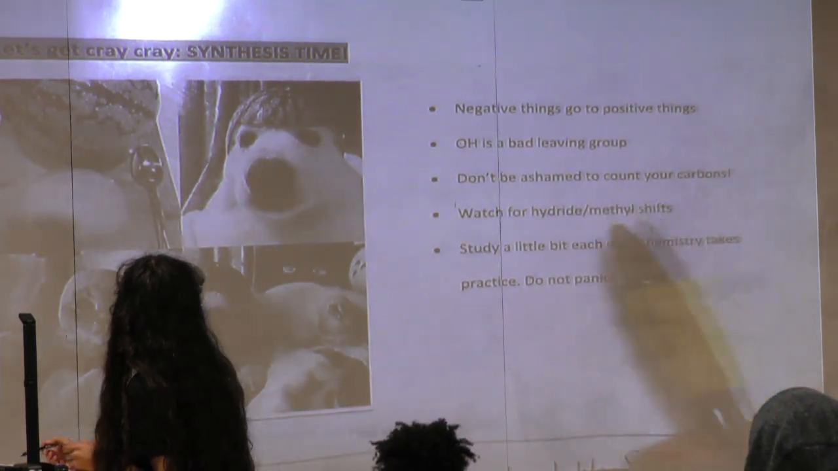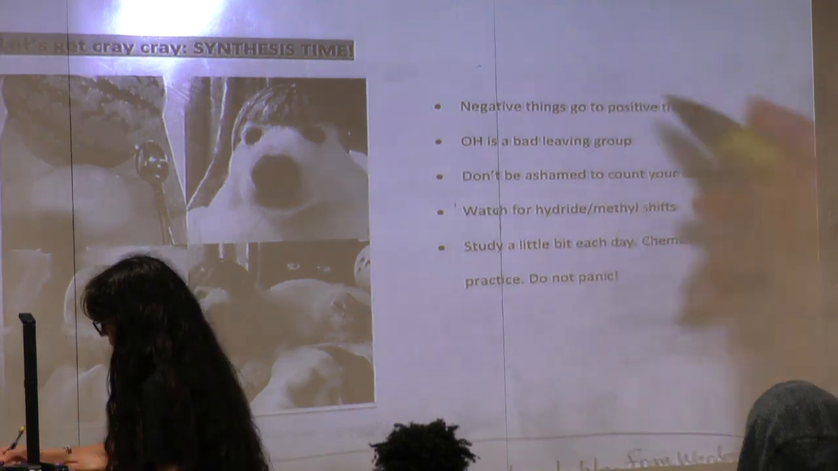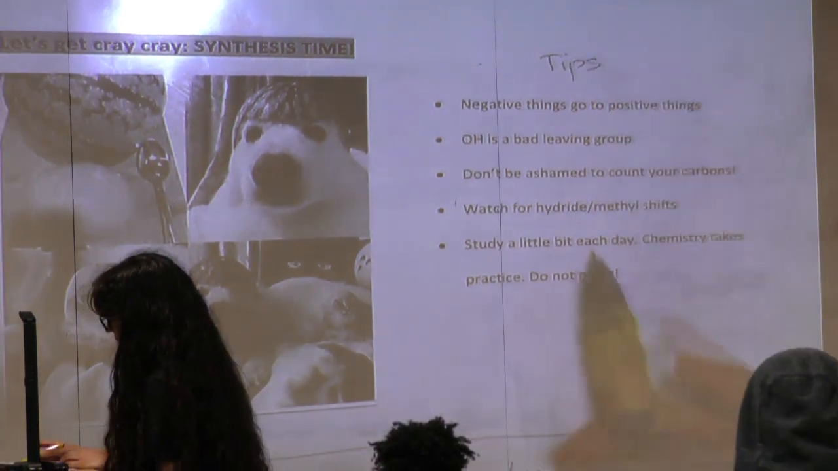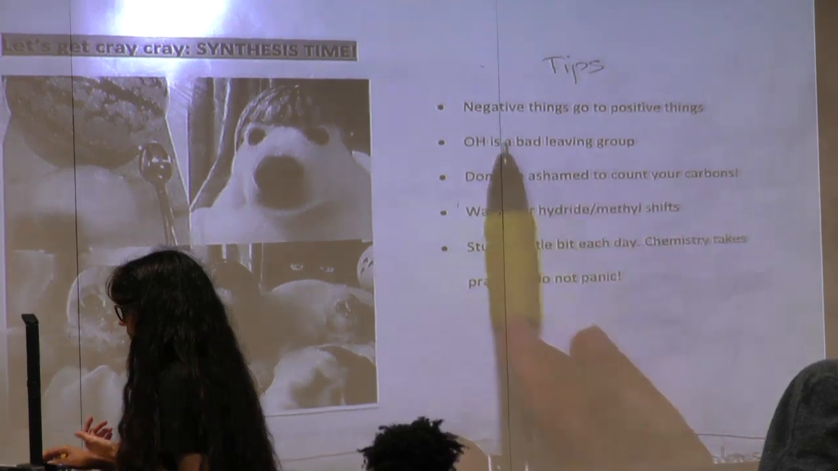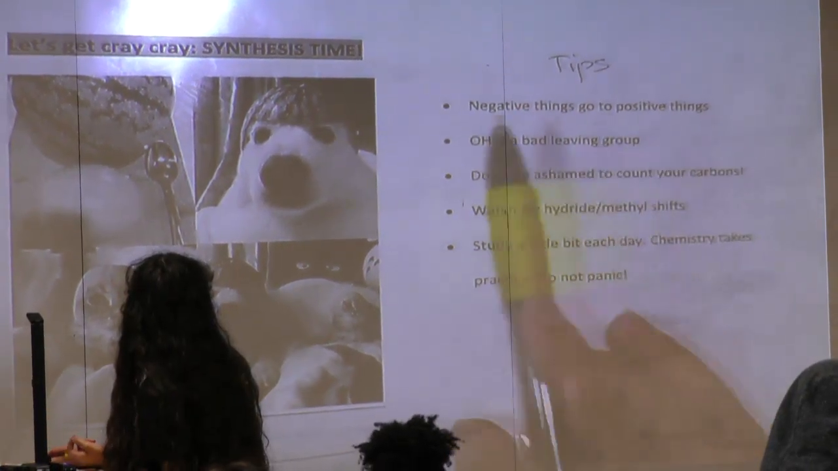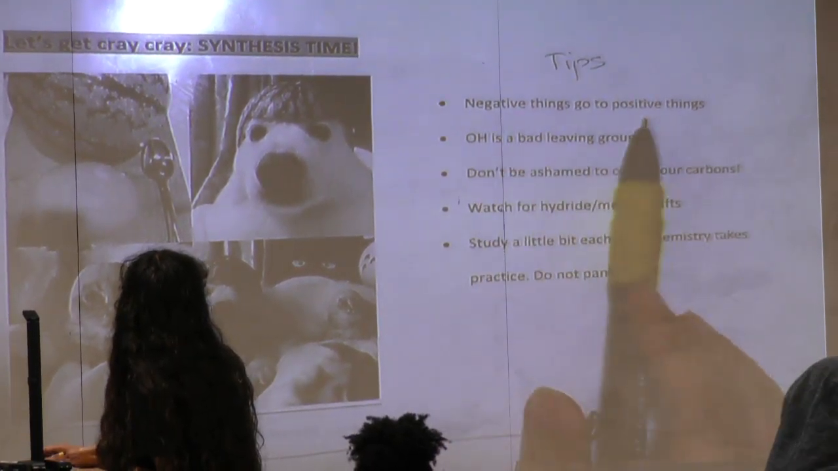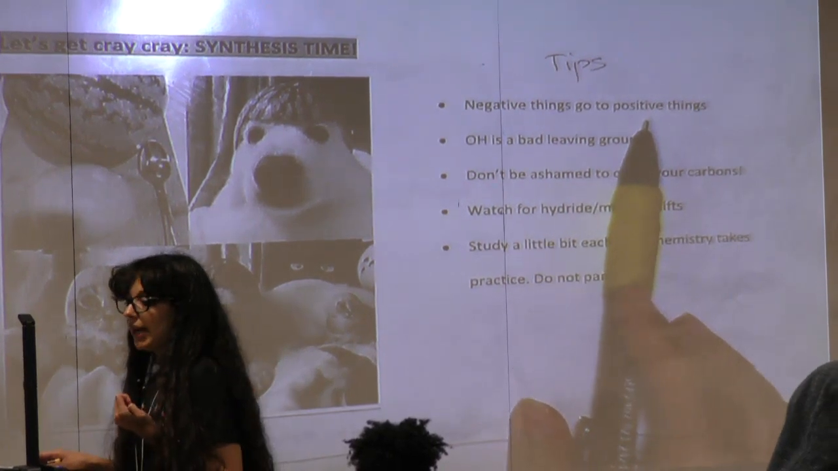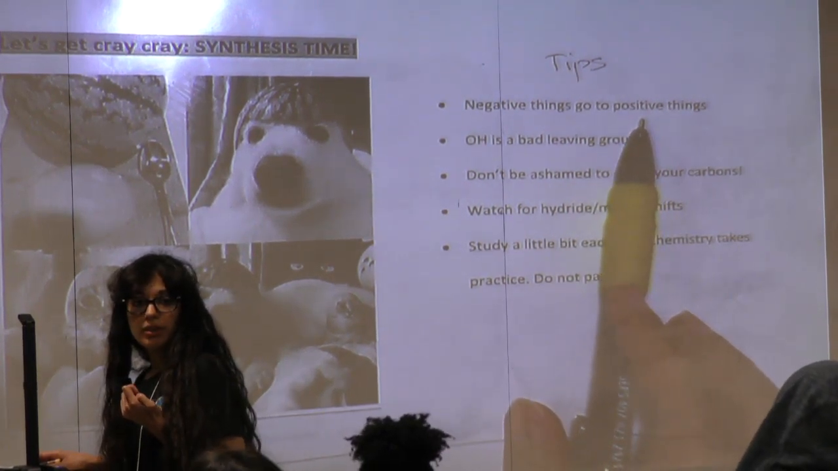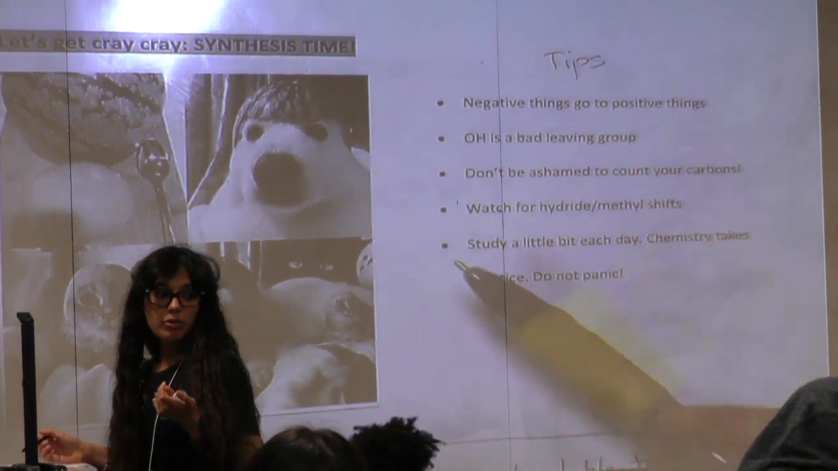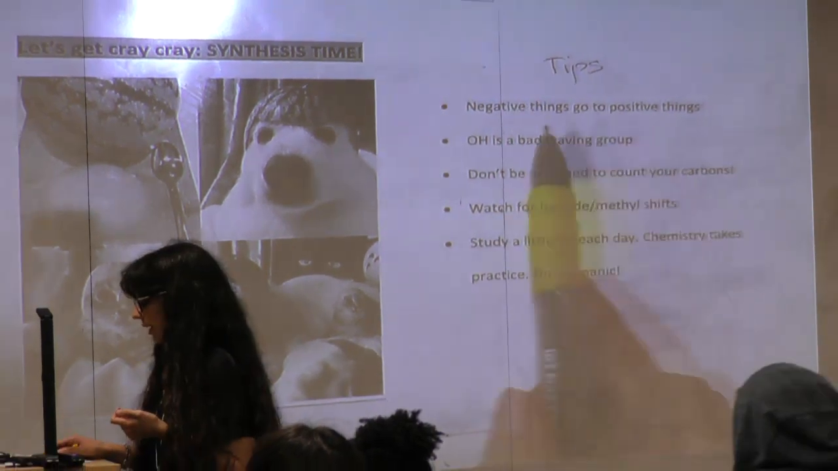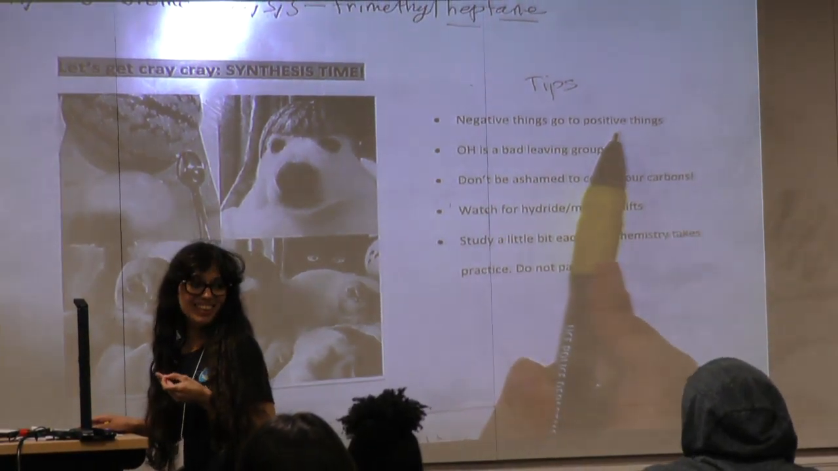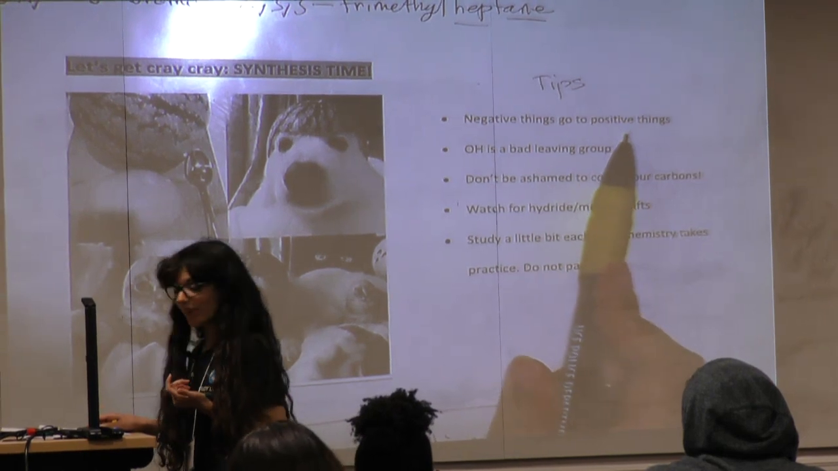To not be as overwhelmed with this, I gave you some tips. When we're doing synthesis, just remember negative things go to positive things. We draw our arrows from high electron density to low. On my last organic 2 exam, I just guessed on a question, but I got it right because I knew that negative things go to positive things. So as long as you know that, you're going to be okay.